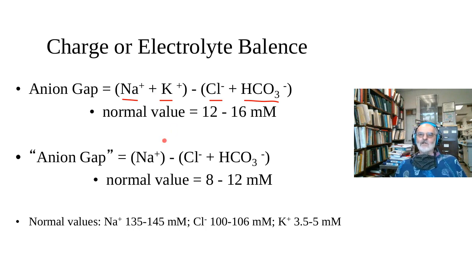Now, lots of people like to make this calculation without the potassium, since it's the small number, they say ignore it, and then the difference will be around 8 to 12. Okay, so this is a biochemistry class. We're not going to ignore the potassium. And so normally when I ask you to calculate or tell me what the anion gap is, I want to know what the sodium plus potassium minus the chloride plus bicarb is.